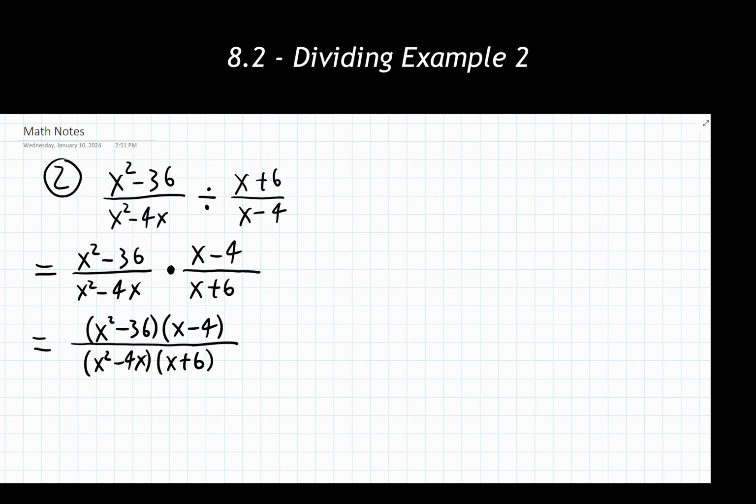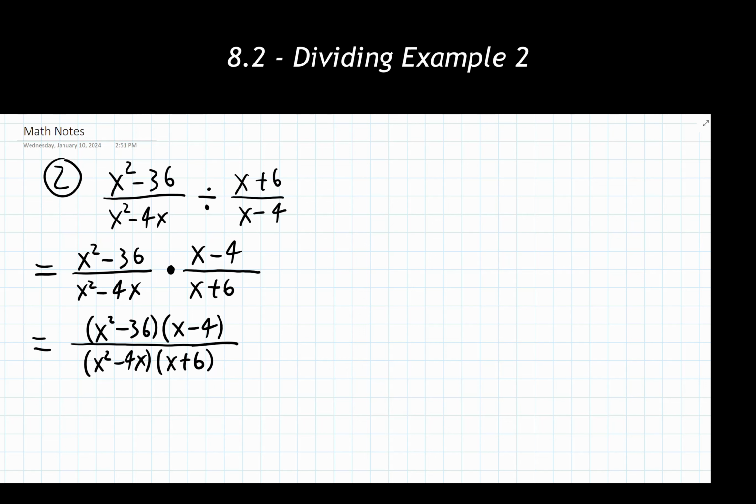Now I can look at this thing and I'm going to start factoring things out. Remember, you cannot jump to canceling. You must factor first. It is always factor, then cancel. Factor, then cancel.